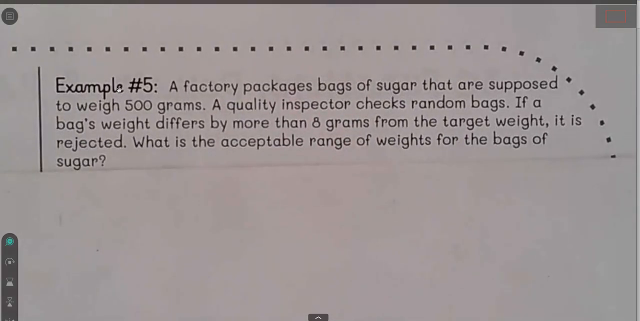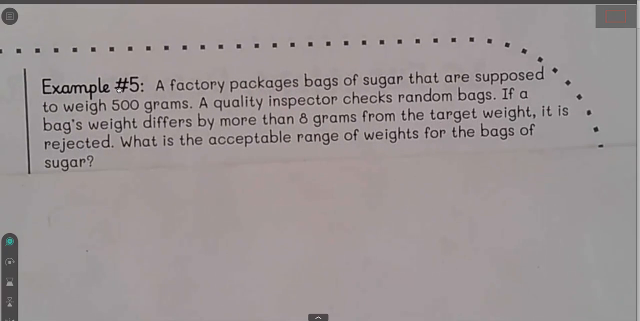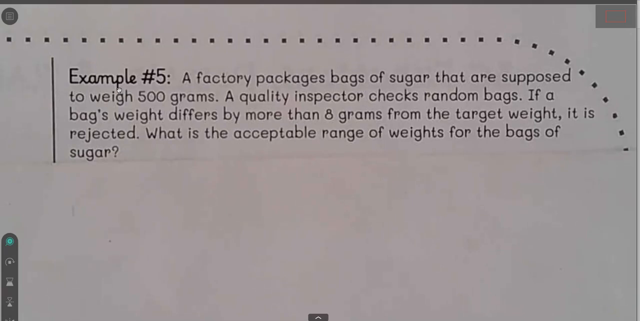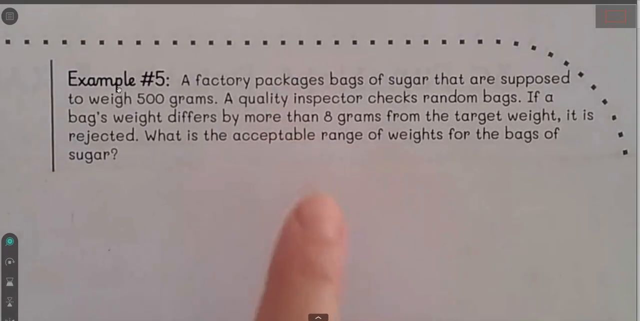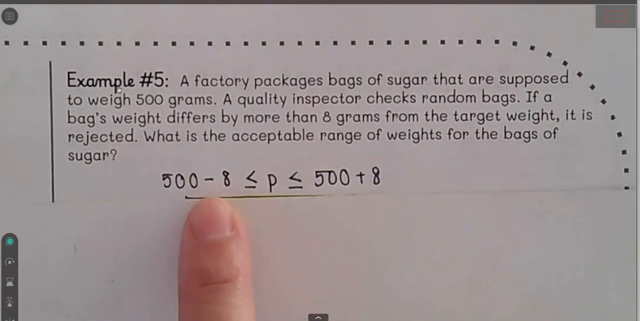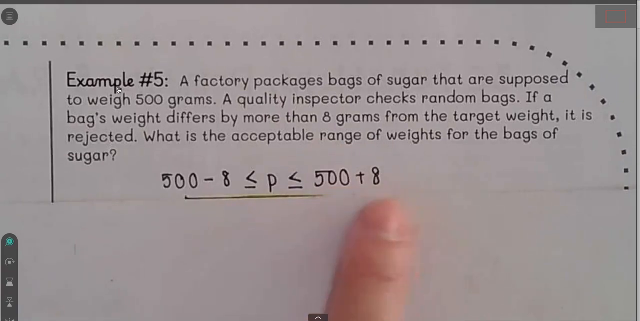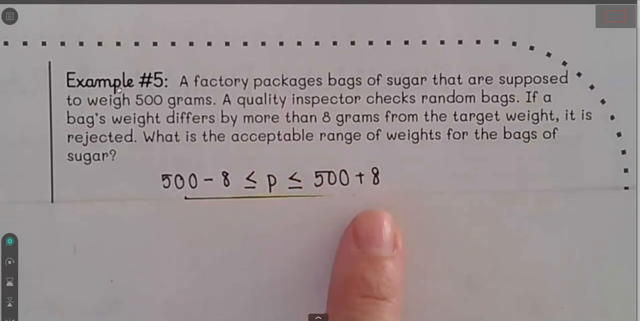A factory packages bags of sugar that are supposed to weigh 500 grams. A quality inspector checks random bags. If a bag's weight differs by more than 8 grams from the target weight, it is rejected. What is the acceptable range of weights for bags of sugar? All right, so we've got these bags of sugar that are supposed to weigh 500 grams. They could be 8 less, or they could be 8 grams more, but anything more or less than that gets rejected. So 500 minus 8 and 500 plus 8. That would be the lower bound and the upper bound.